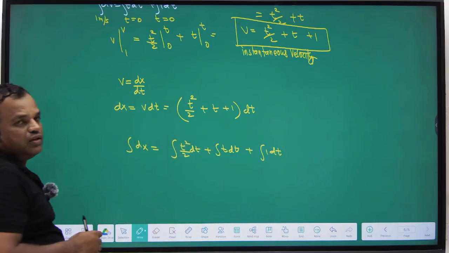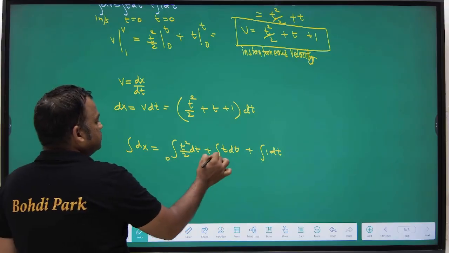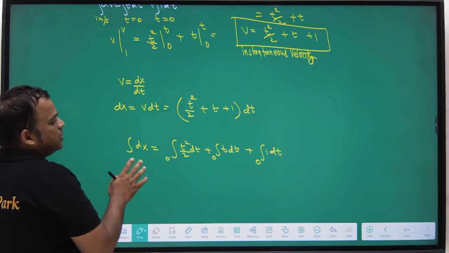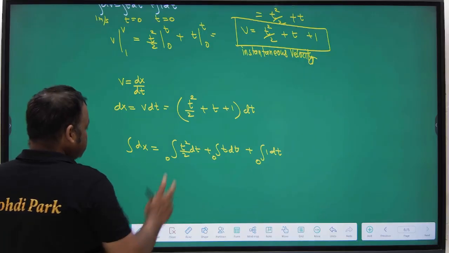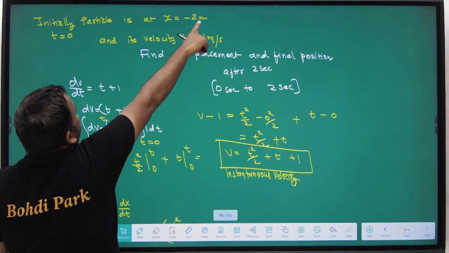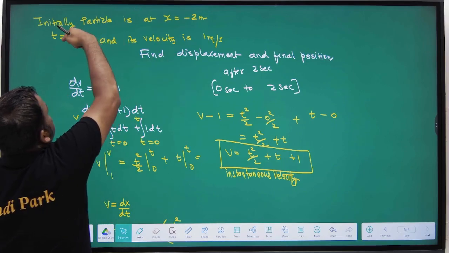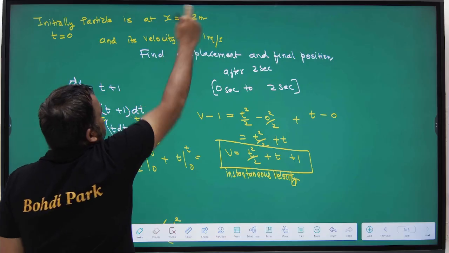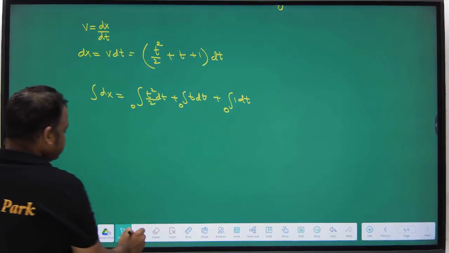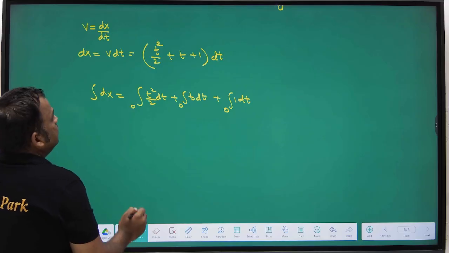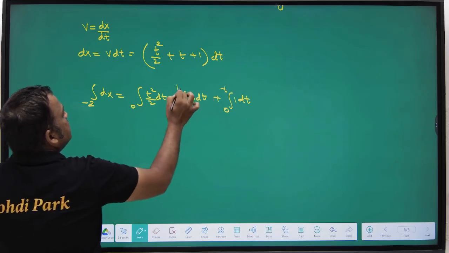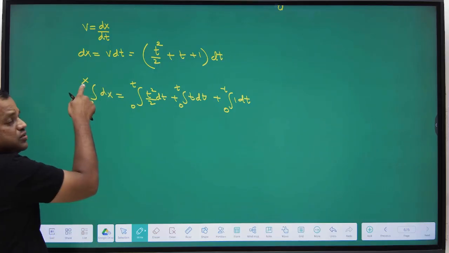Now again we have to put the lower limits. When time is 0, the position x is not 0. Let's go back to the question. What is the initial position given in the question? Initial position is given as minus 2. Initially means when time is 0, the position is minus 2. So when time is 0, position is minus 2. And when time is t, the position is x. So this is the final position.